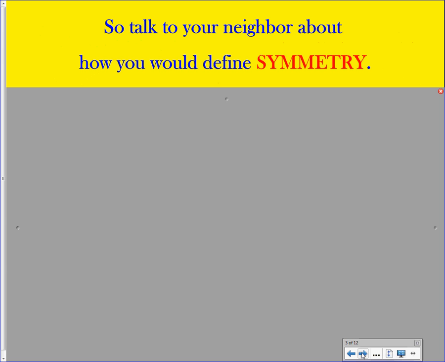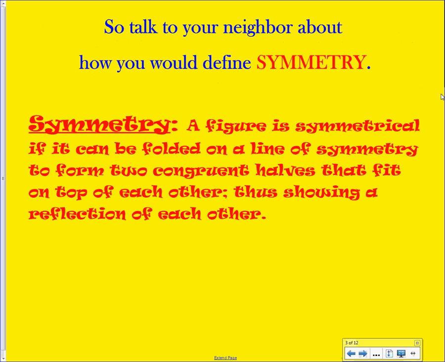I had them turn and talk to their neighbor about how they would define symmetry, which our definition is a figure is symmetrical if it can be folded on a line of symmetry to form two congruent halves that fit on top of each other, thus showing a reflection of each other. And I told them those are a whole bunch of big math words. What did they think it really meant?